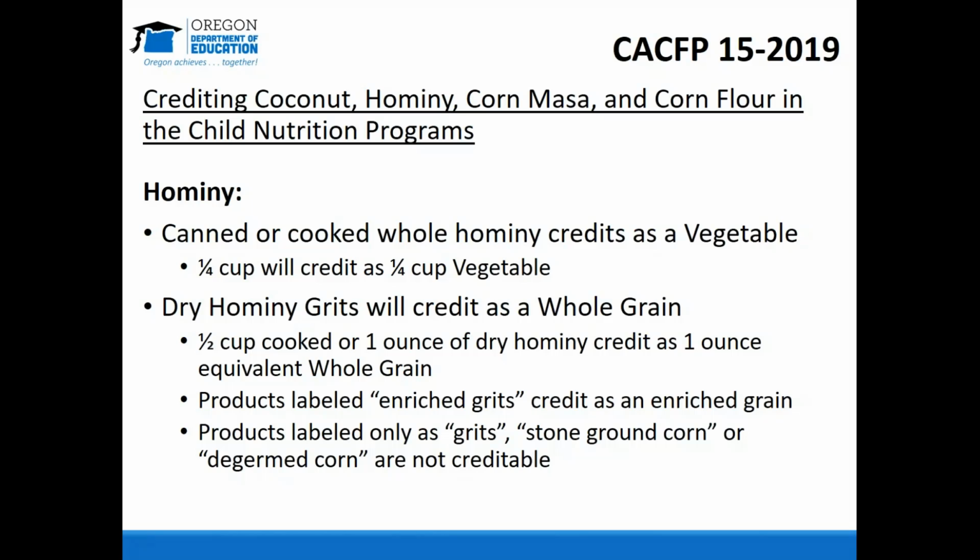While hominy grits can credit as a whole grain, if it says enriched grits, these will only credit as an enriched grain since it is a processed product that does not include the whole kernel, but includes added nutrients. Products labeled only as grits, stone ground corn, or degermed corn are not creditable since they use processed corn that does not include the whole kernel and do not have any added nutrients to make them enriched. So as a reminder, dry hominy grits, whole grain, enriched grits are enriched grains, and then if it's just labeled grits, it's not creditable.